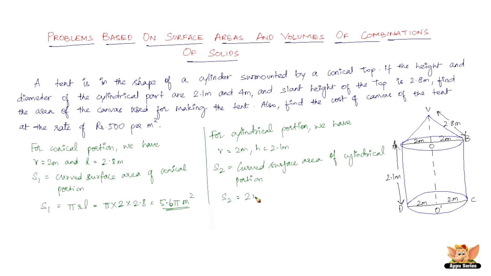S2 equals 2 pi RH. So that means 2 times pi times the radius, which is 2, and the height, which is 2.1. So 2 times 2 is 4, and 4 times 2.1 is 8.4 pi meters square. So this is the curved surface area of the cylindrical portion. So now we just have to add them both up, the curved surface area of the conical portion and the cylindrical portion, to get the total curved surface area.